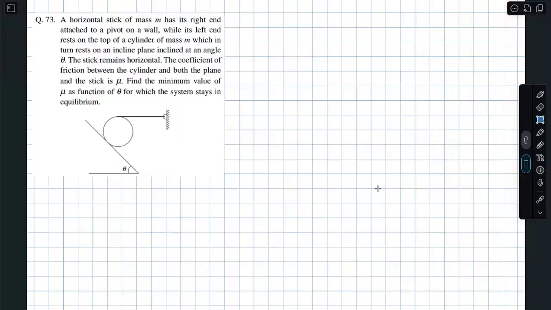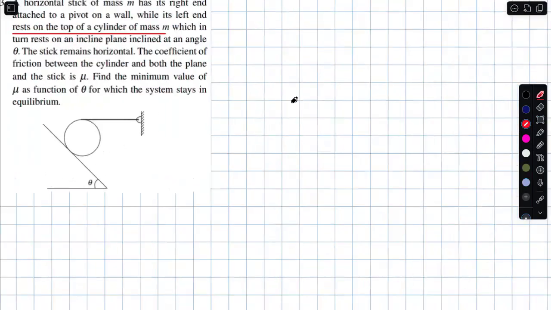Same situation: you have a horizontal stick of mass M that has its right end attached to a pivot on a wall, while its left end rests on the top of the cylinder of mass M, which in turn rests on an inclined plane inclined at an angle theta. The stick remains horizontal. Right.